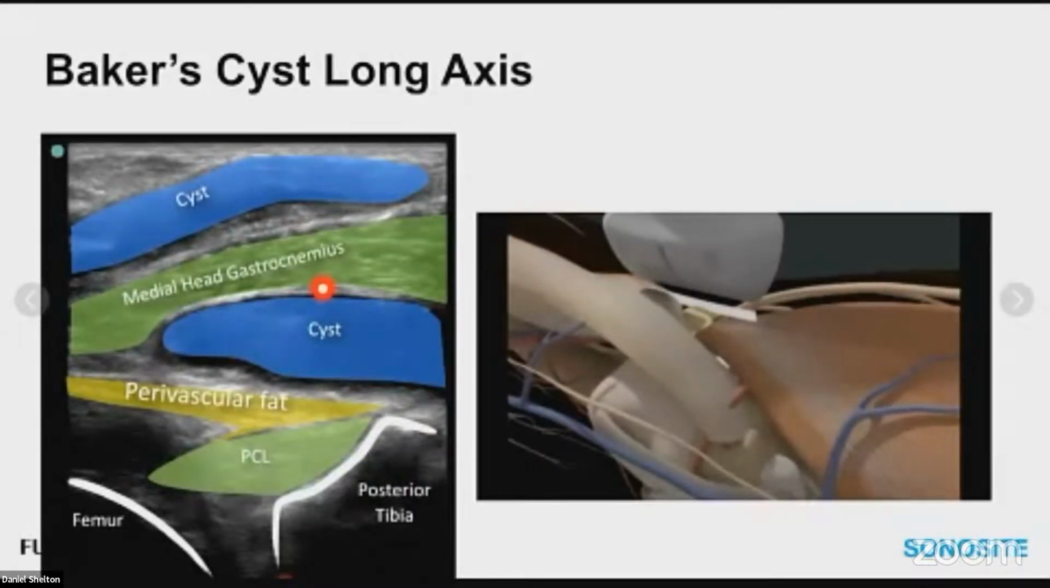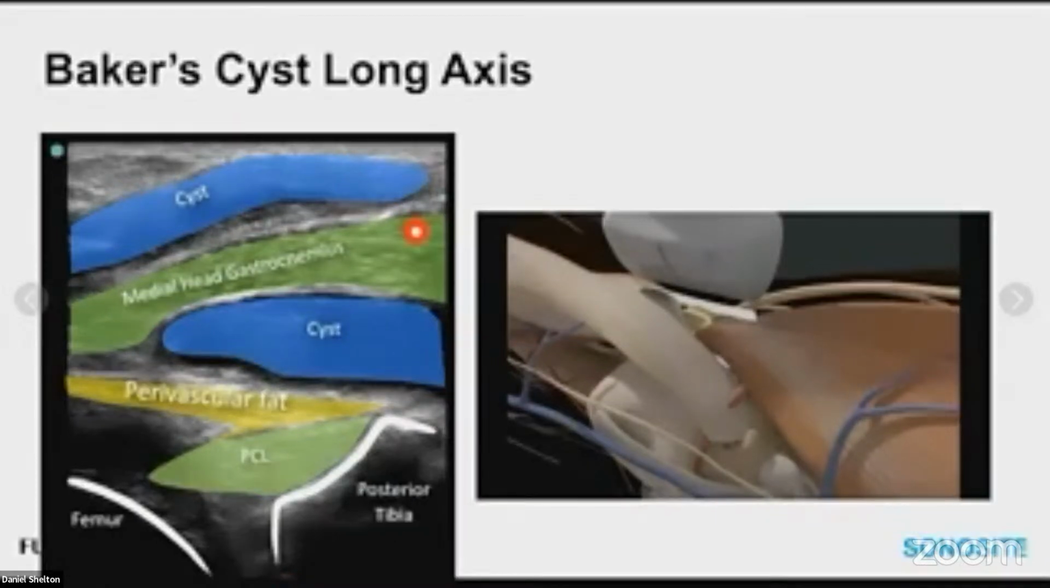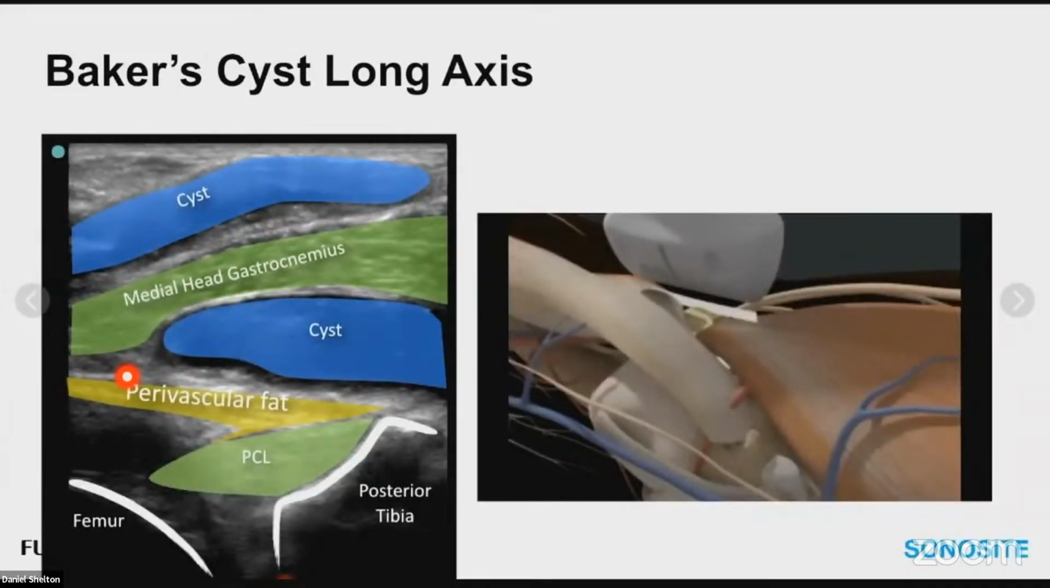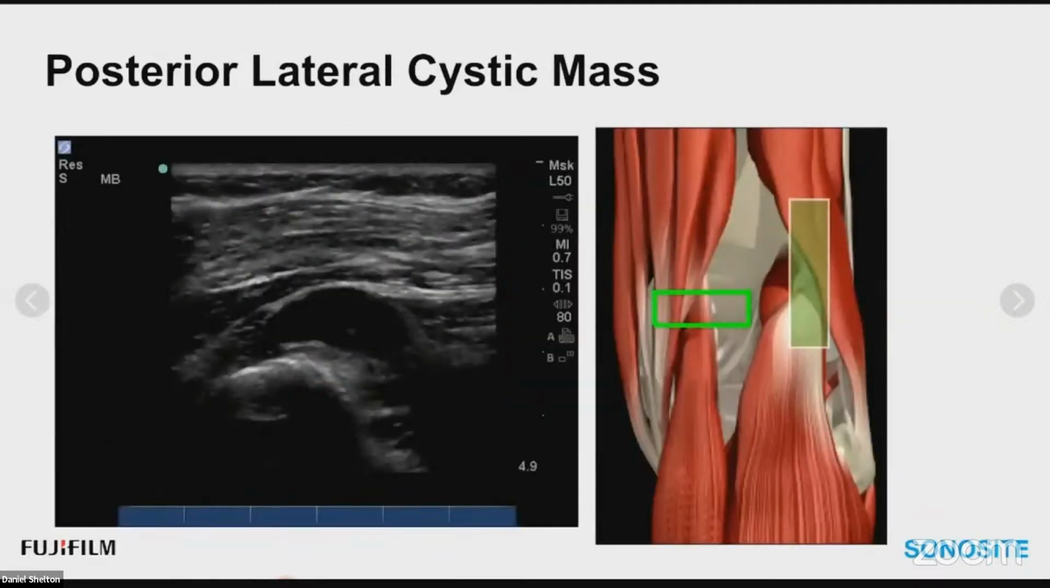So we can see it's not two cysts, but we're just looking at a slice through where the cyst is curved around the medial head of the gastroc. We have perivascular fat around the neurovascular structures, and here deep, we can actually do this in a live study. We see the PCL in long axis attaching to the posterior tibia.